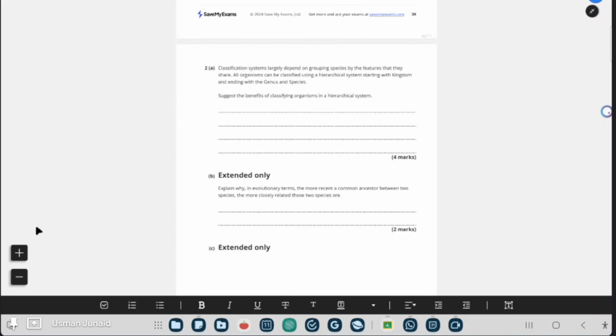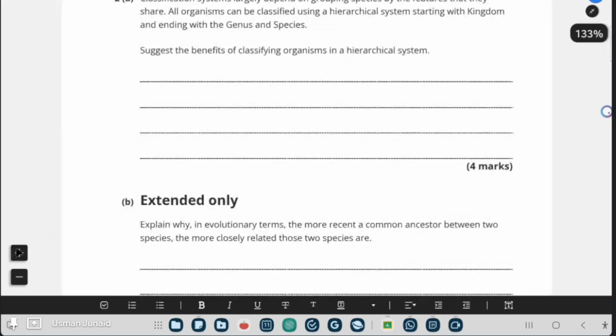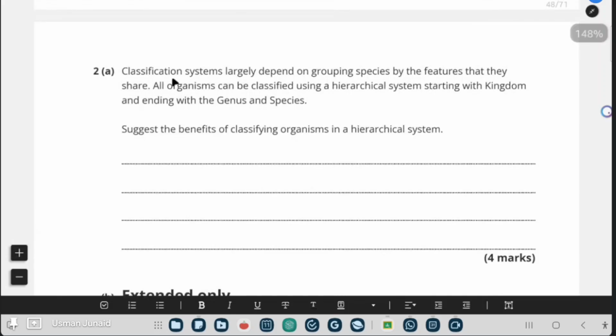So question number two, part A. What does it say? Classification systems largely depend on grouping species by the features that they share. All organisms can be classified using a hierarchical system, starting with kingdom and ending with genus. Suggest the benefits of classifying organisms in a hierarchical system. So again, it's a suggest question. You can give your own answer. So what would you say?